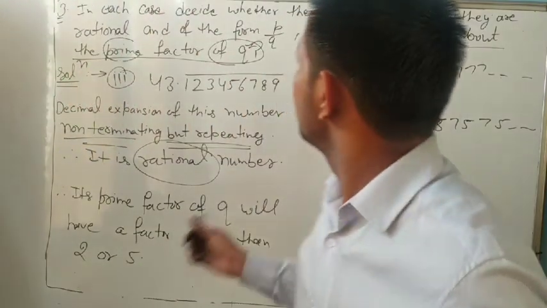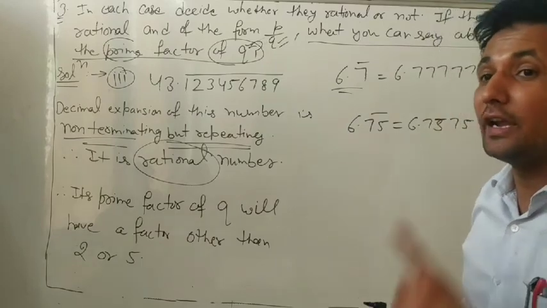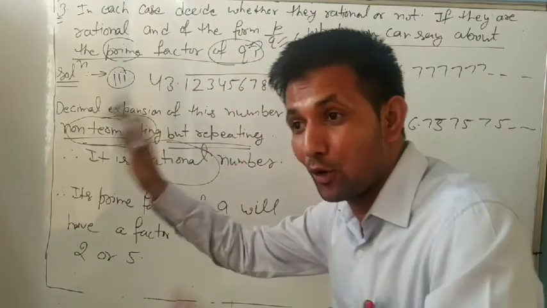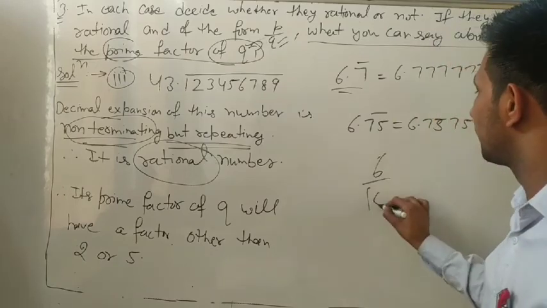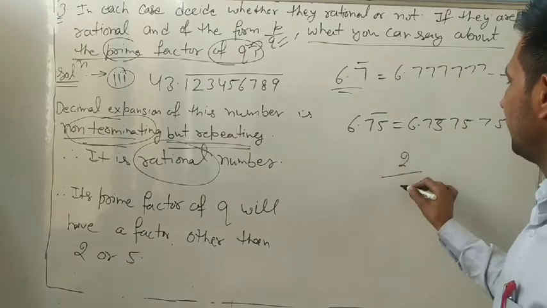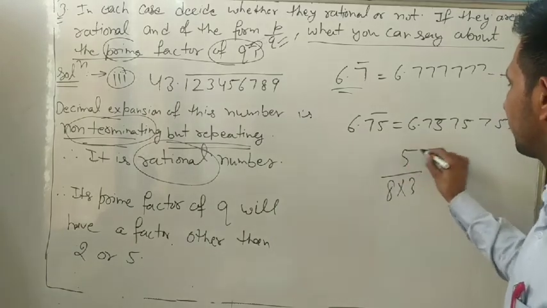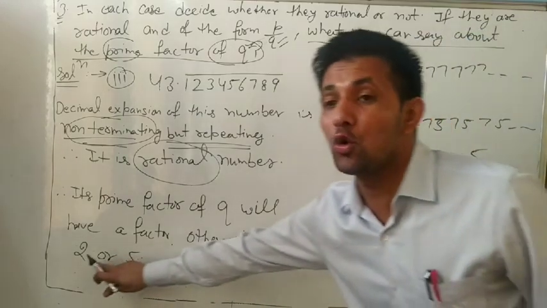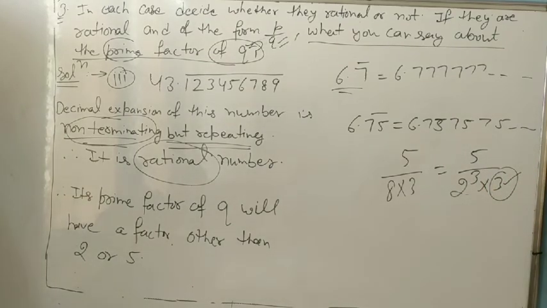And now if it is rational, we have to find what the prime factor of q is. In question number 1 we already learned that when it is non-terminating, the prime factor of the denominator includes something other than 2 or 5. Suppose I am writing 2 by 8 into 3 into 5. So it is 5 into 2 to the power 3, and 3. Except for 2 or 5, what will come? 3. Then it is non-terminating.